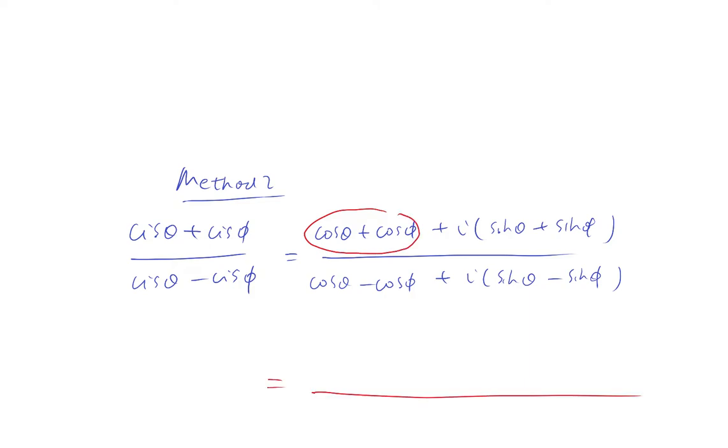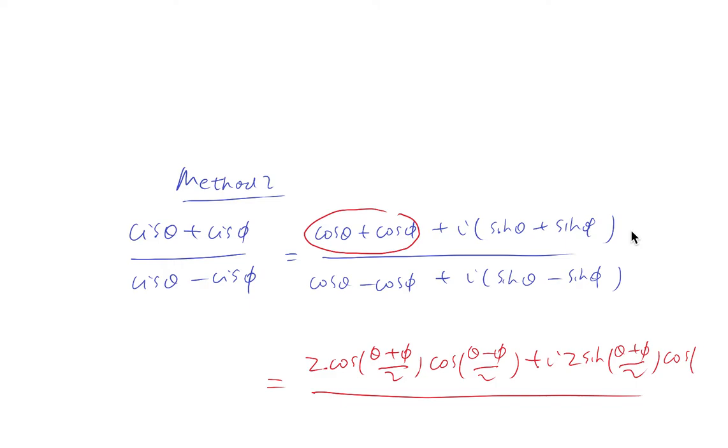Cos theta plus cos phi is 2 cos theta plus phi divided by 2, cos theta minus phi divided by 2, plus I sine theta plus sine phi, which is 2 sine theta plus phi divided by 2, cos theta minus phi divided by 2. And then let's have a look at the bottom part.